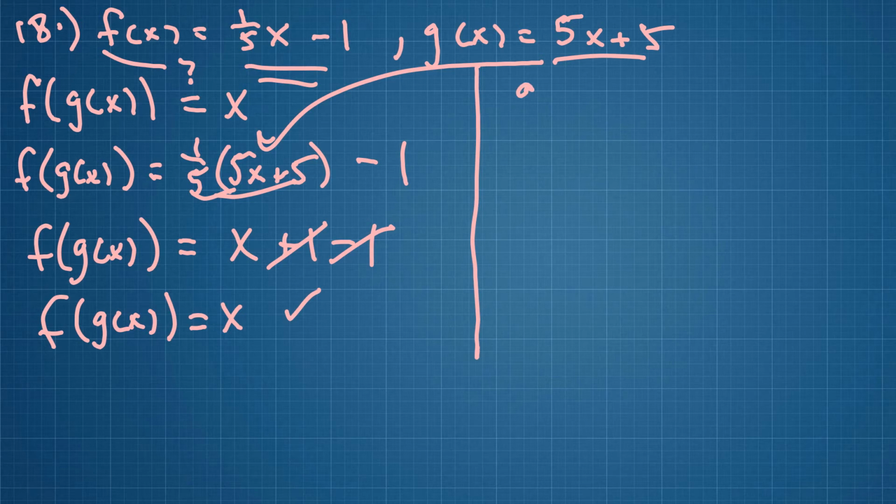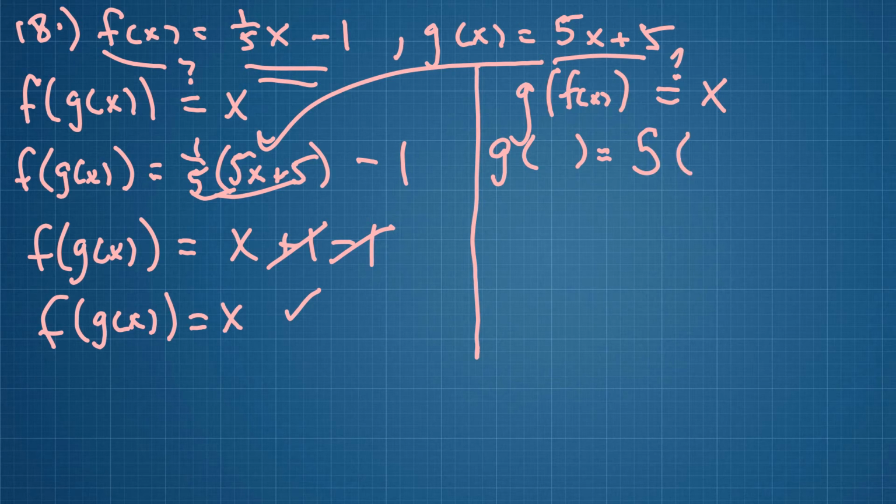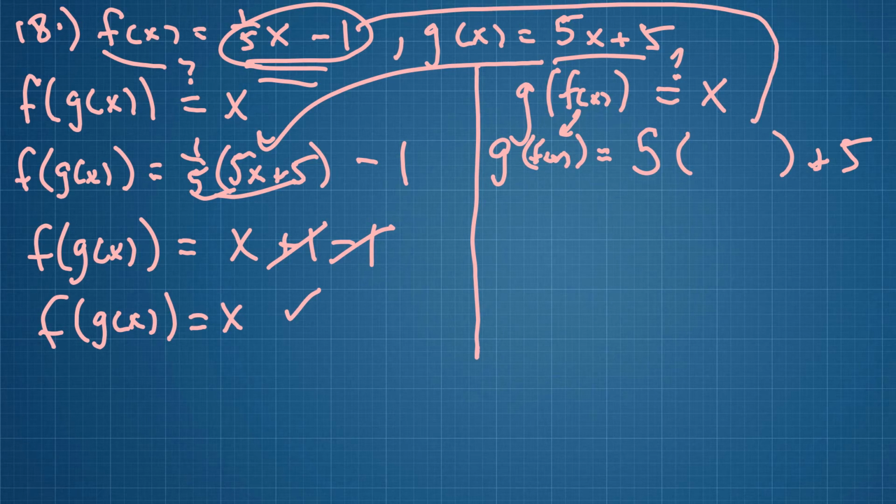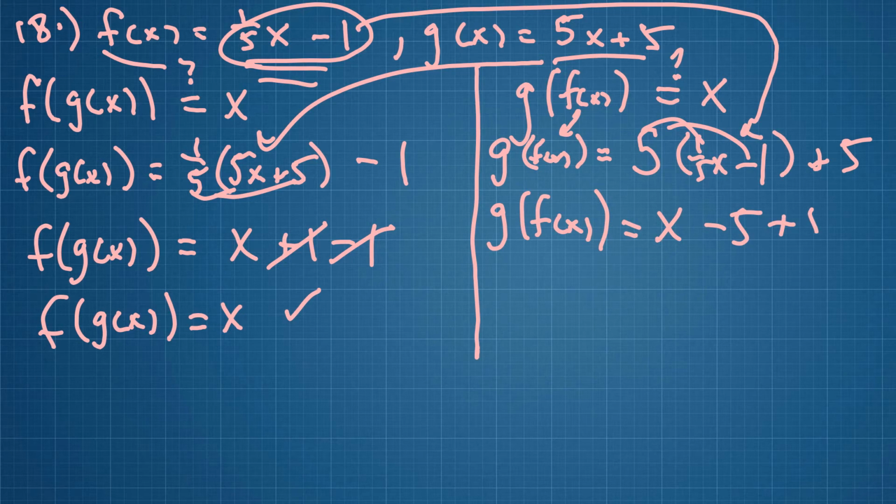So I have to try and prove g of f of x equals, so I put a question mark because I don't know if it's true, equals x. So this time I have to start with g of big old blank space. So I put 5 big old blank space plus 5. Now remember, it's f of x there, so I put this right in there. 1/5 x minus 1, distribute the 5, so I get, remember there's my label, g of f of x equals x minus 5 plus 5. The 5's cancel, so g of f of x does indeed equal x.